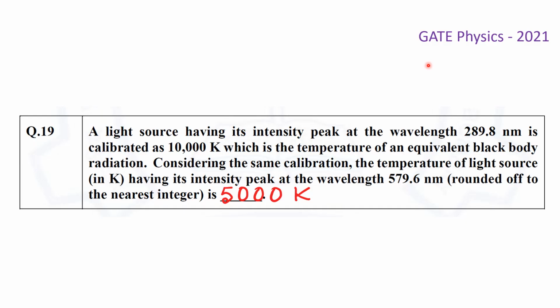According to our solution, the temperature of the light source in Kelvin having its intensity peak at the wavelength 579.6 nanometer, rounded off to the nearest integer, is 5000 Kelvin.